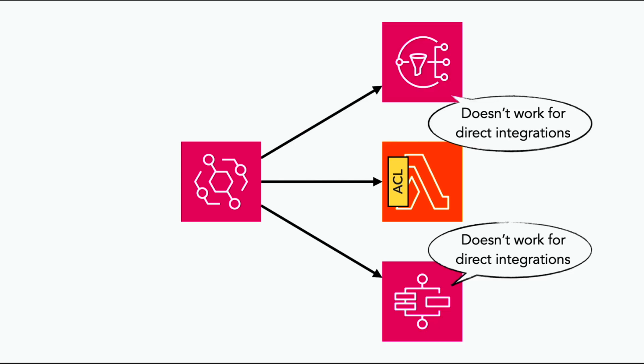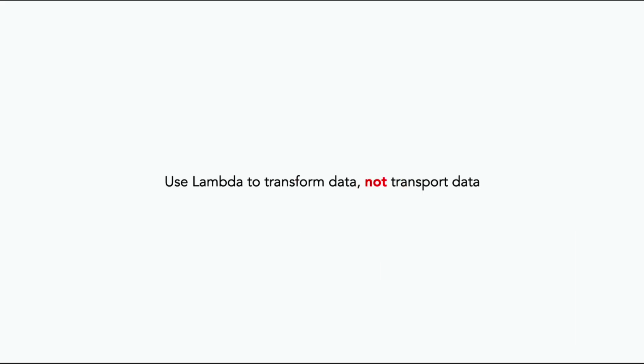And it still doesn't help us with direct integrations if we ask EventBridge to send events directly to SNS or, say, Step Functions, for example, because we should use Lambda functions to transform data, not transport data. So if EventBridge is able to transport the data to where we need them to go without us having to write any custom code, then we should definitely do it.